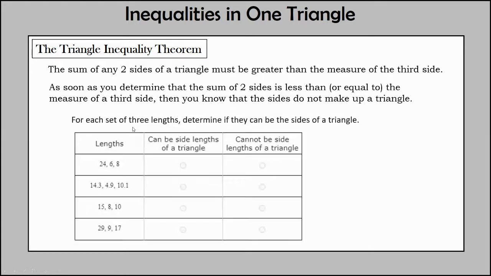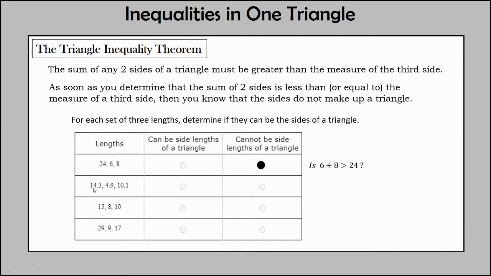The questions you're going to get are simple to start with, like this. For each set of three lengths, determine if they could be the sides of a triangle. So if you had lengths 24, 6, and 8, could they be the sides of a triangle? Really we're asking one simple question: do the two shorter distances add up to a number bigger than the remaining one? So is 6 plus 8 greater than 24? The obvious answer is no. Since 6 plus 8 is not bigger than 24, these three lengths cannot be the sides of a triangle.